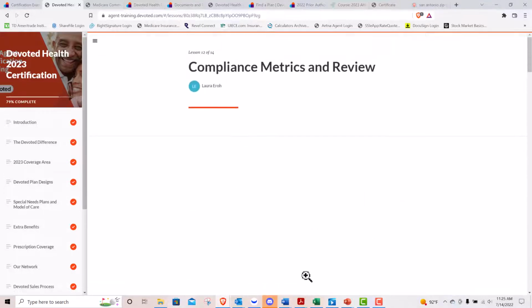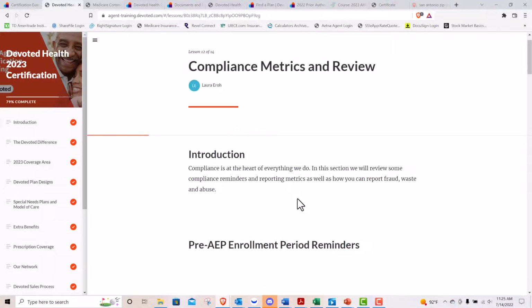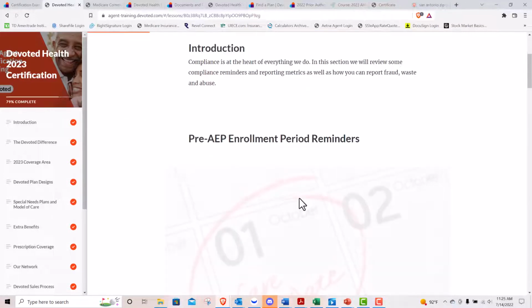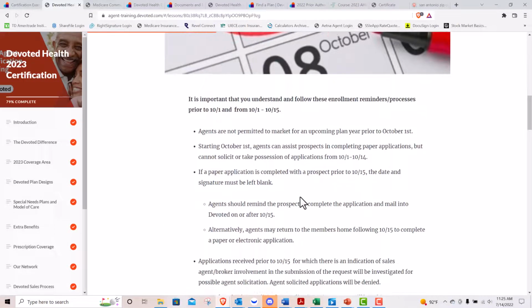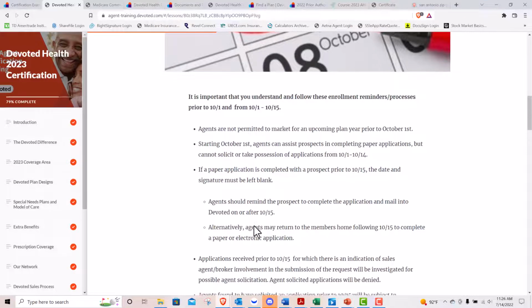Compliance metrics and review. We're almost there. 12 out of 14. Almost 80% there. Yep, remember, agents are not permitted to do any marketing really for the plans during the first 15, or from the 1st to the 14th. You are able to talk to clients about benefits, but you cannot collect applications.